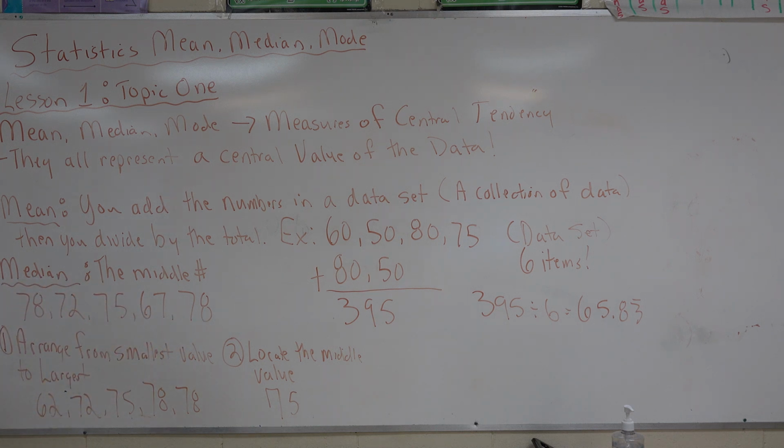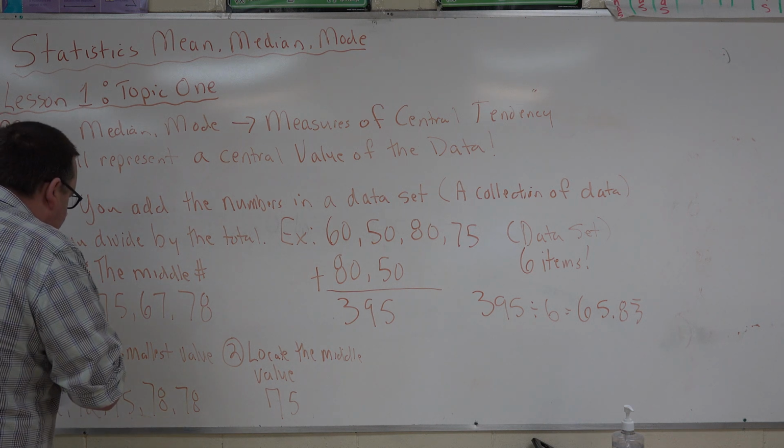So for the median, you take a look at what your numbers are. In this case, my numbers were 78, 72, 75, 67, and 78. Again, these could be test scores and stuff like that. But we can't find the middle number yet. First step we have to do is arrange from smallest value to largest: 62, 72, 75, 78, and another 78. There are 2 78s. Locate the middle value. So 1, 2, 3, 1, 2, 3. By going from left and right, we find the middle number happens to be 75.